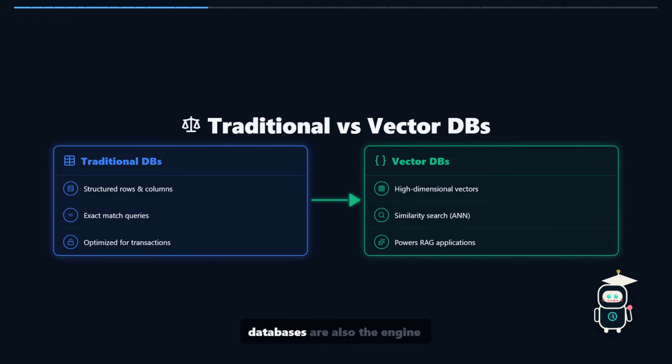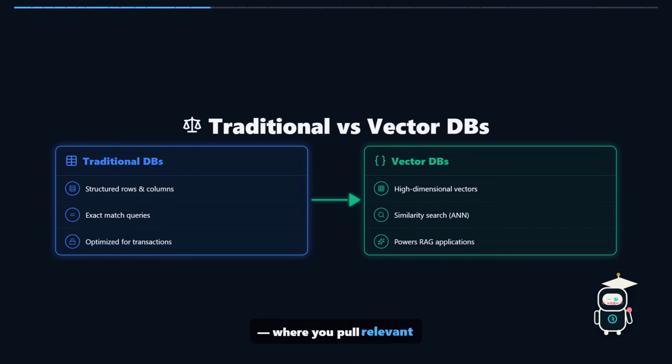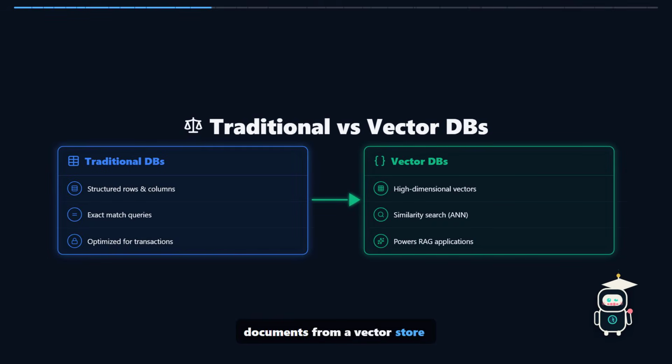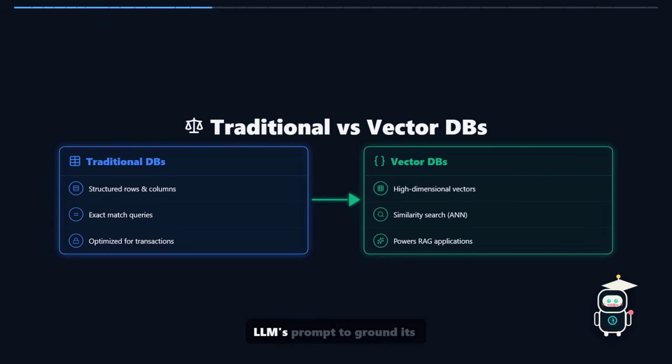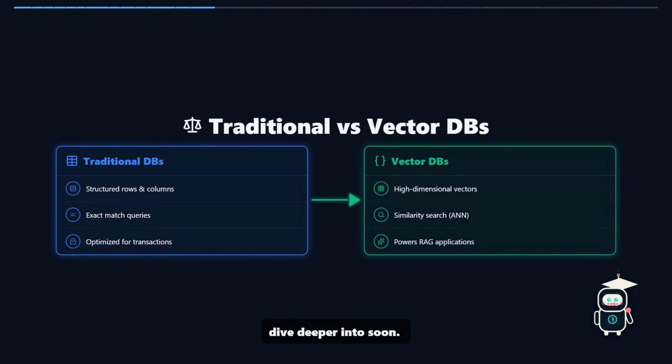Vector databases are also the engine behind RAG, Retrieval Augmented Generation, where you pull relevant documents from a vector store and feed them into an LLM's prompt to ground its answers. That's a pattern we'll dive deeper into soon.